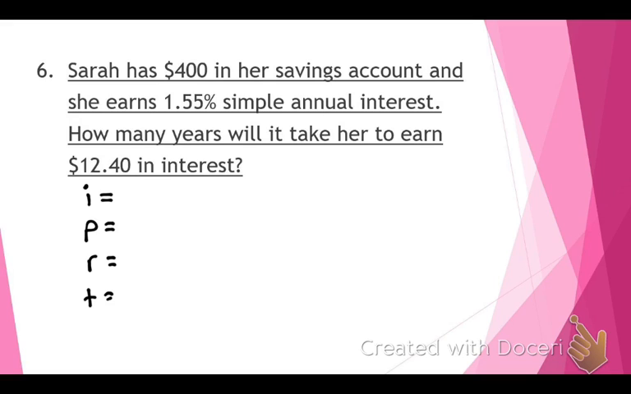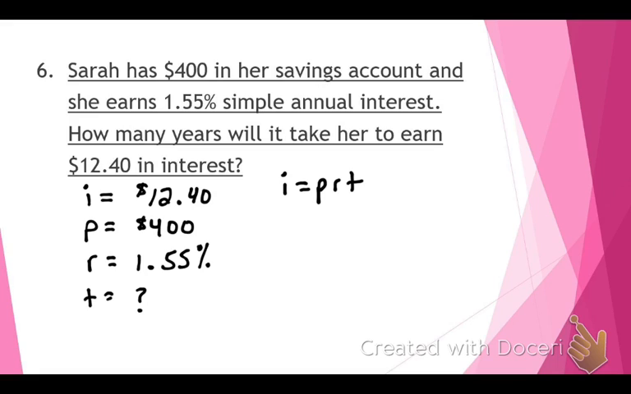Interest. Do we know what our interest is? Yes, what is it? $12.40. Good job. Do we know our principal? Yes. What is it? $400. Do I know the rate? Yes. What is it? 1.55%. And do I know my time? No. All right, that's the question mark. So now we're going to go ahead and start plugging those in.